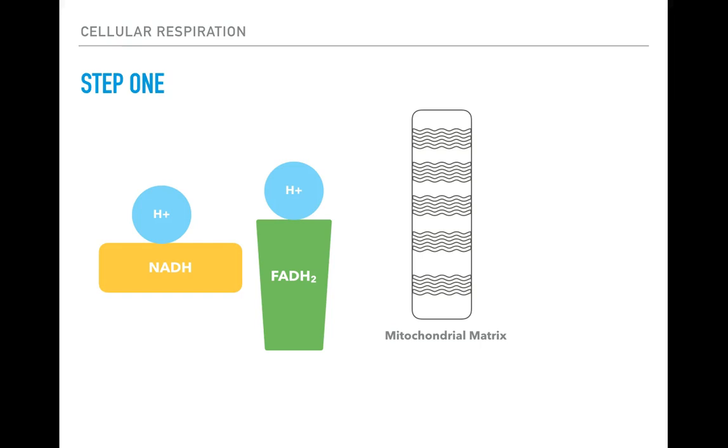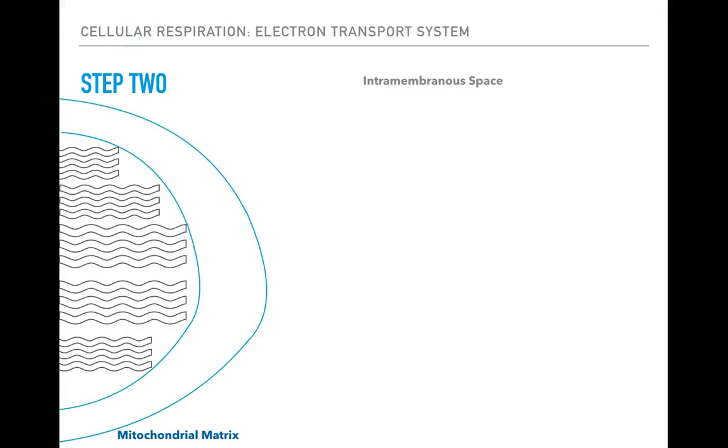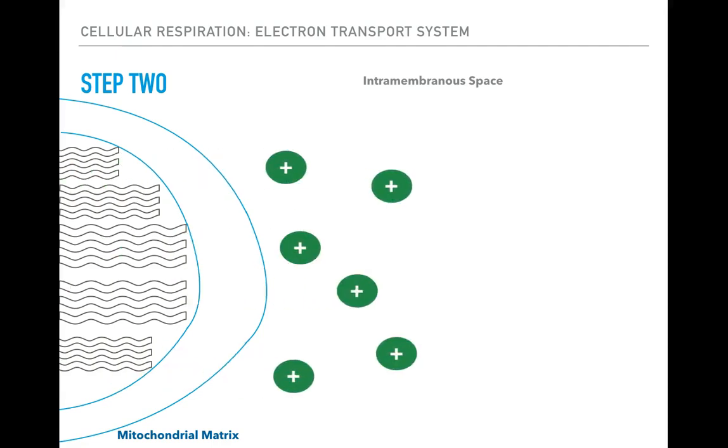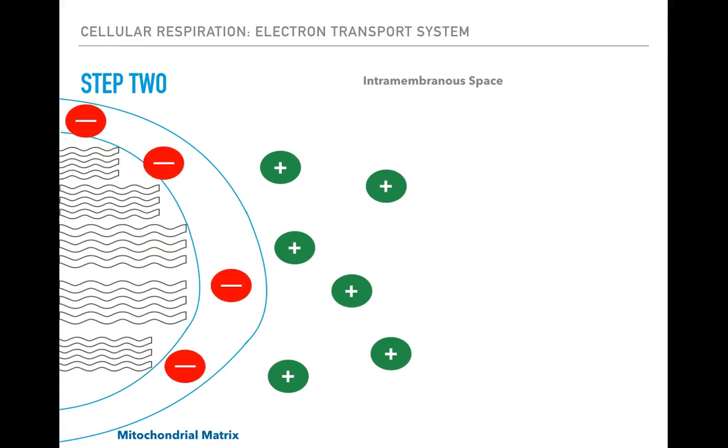NADH and FADH2 carry these hydrogen ions from the cytoplasm to the mitochondrial matrix. Next, NADH and FADH2 release hydrogen ions, which then enter the mitochondrial matrix. Here at the mitochondrial matrix, these hydrogen ions are broken up into both protons and electrons. The protons pass through the intramembranous space, while the electrons pass through the mitochondrial matrix. Through this process, water is released as a byproduct.